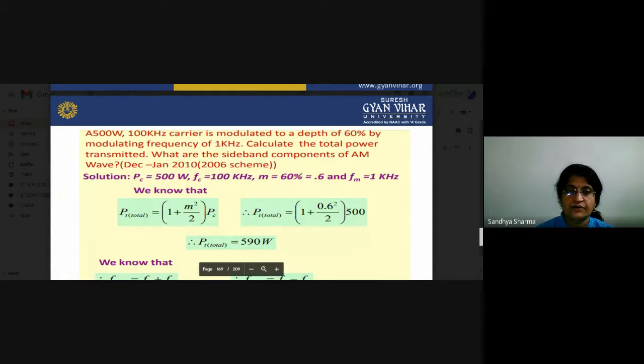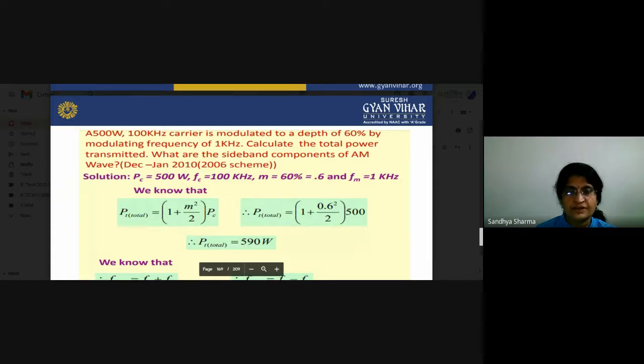And the carrier signal is 100 kilohertz. Now you have to calculate the total power transmitted and the sideband components of the AM wave. First of all, you have to find the total power, and the formula of total power is equal to 1 plus m square by 2 into PC.